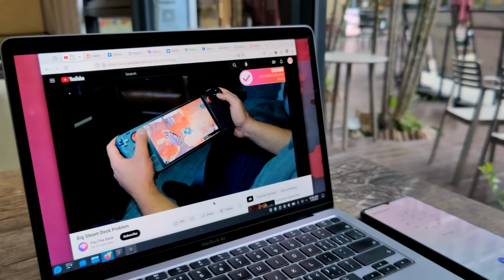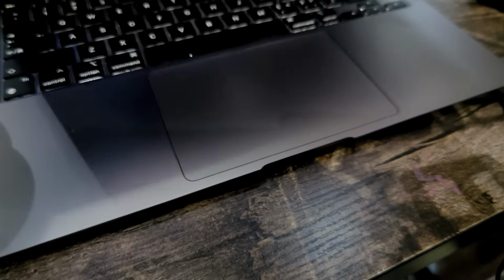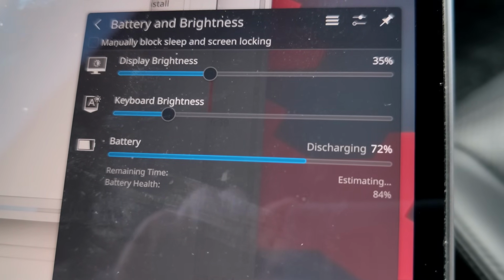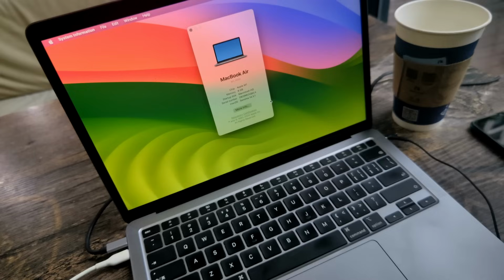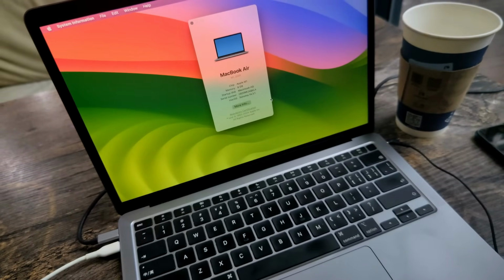A more concerning issue is the battery drain during sleep. When I closed the lid to put the computer to sleep at 6 p.m. and reopened it the following morning at 9:30 a.m., the battery had dropped from 100% to 72%. This is significantly worse than the exceptional standby battery management of macOS.